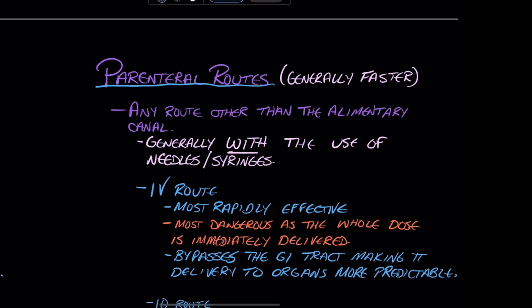So the second category is parenteral routes. And these are the faster ones. These are the ones that we're generally injecting a medication directly into a tissue.